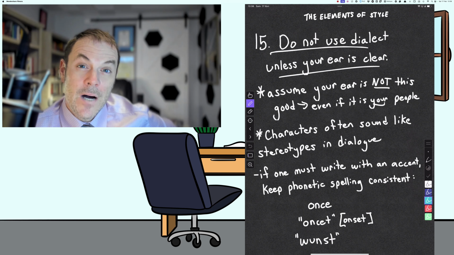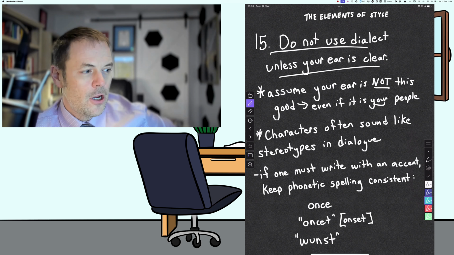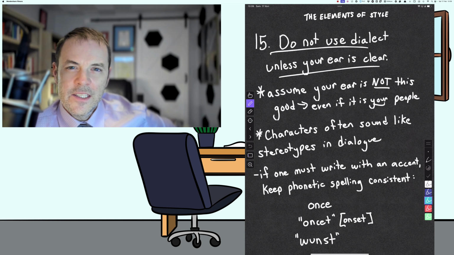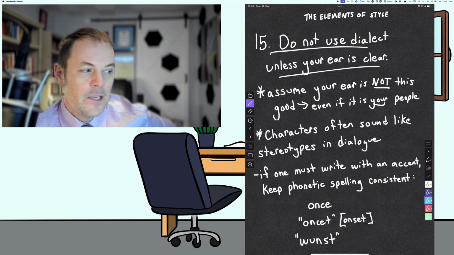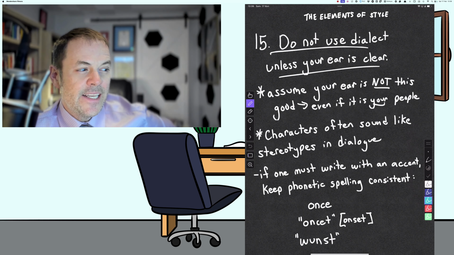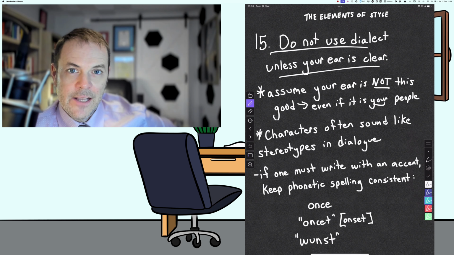If you must put in an accent, you're going to spell it phonetically, but keep in mind how it's going to appear to someone on the page. The word once, what if your character puts a bit of a t at the end? So it's onced. He onced. On the page, O-N-C-E-T can appear as onset. And so right away, you're not being clear.